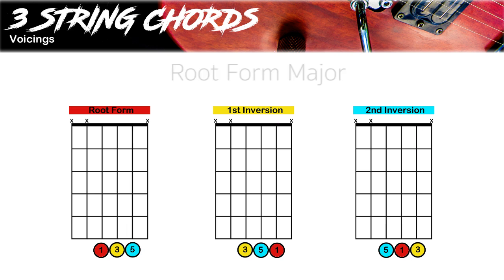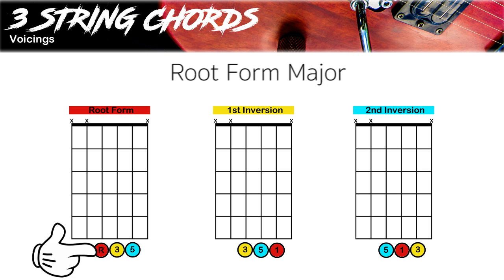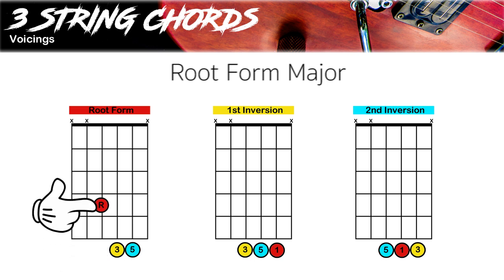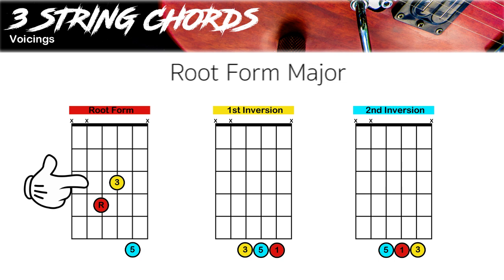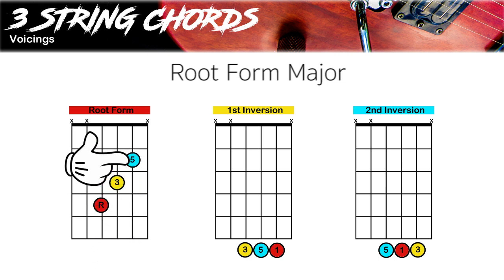So when it comes to placing the root form for a major chord, the first, or root note, will be placed on the D string. The third will be placed on the G string, and it ends up being 1 fret back from the root note. The 5th will be on the B string, and it is 1 fret back from the third. To make this root form chord voicing minor, simply flatten the third.